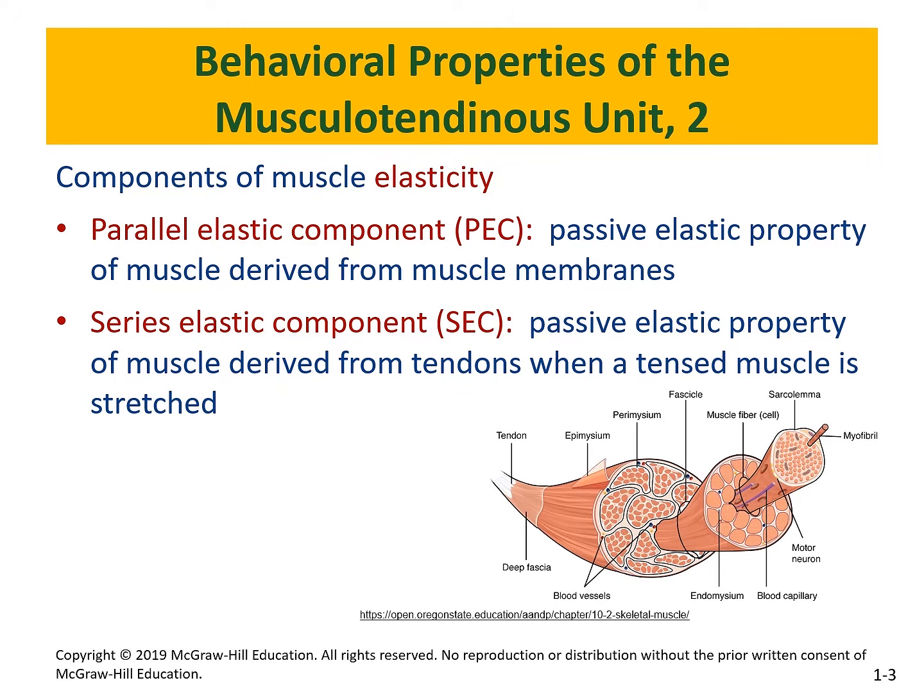And the series elastic component is the passive elastic property of muscle derived from tendons when a tendon muscle is stretched. So we have two things adding to elasticity, which help muscles go back to their normal size, right? You have the tendon and you have the membrane. Do you remember what membranes are made of? Phospholipid bilayers, right? The fiber of the muscle is a cell. So these phospholipid membranes add to the PEC, and the tendons will add to your SEC, which is the series elastic component.